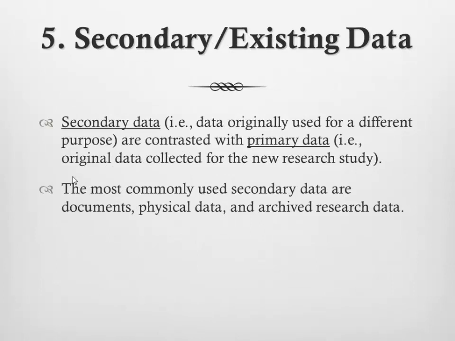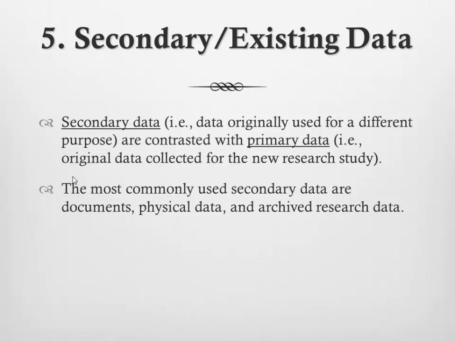And then number 5, the use of secondary or existing data. We'll make a distinction between secondary data, which is data originally collected for a different purpose by a researcher or for some other purpose, and that would be contrasted with primary data, which was original data collected for a new research study, or data not collected for any research study, but just existing and useful for the purpose of our research.